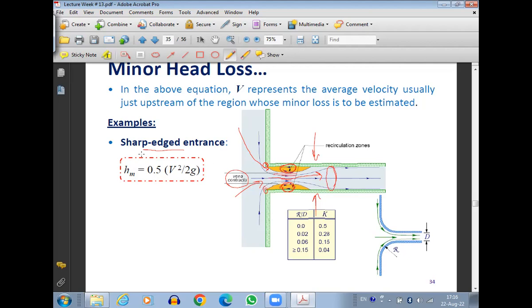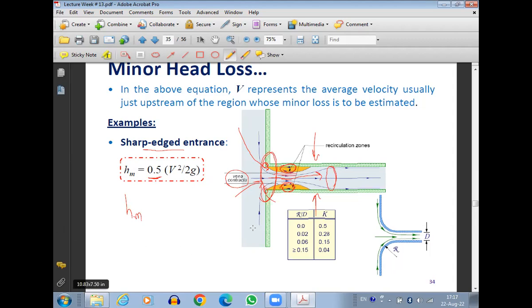Anyways, whenever you have a sharp-edged entrance, there will be some losses at the entrance point, which is known as the head loss. But this head loss occurs at this specific location only, so it is known as minor head loss or component head loss, sometimes written as HM because it is minor. So minor head loss for this case will be 0.5 times V square upon 2G: whatever the velocity in the pipe, divide by 2G, multiply by 0.5. That is the formula for the sharp-edge entrance.